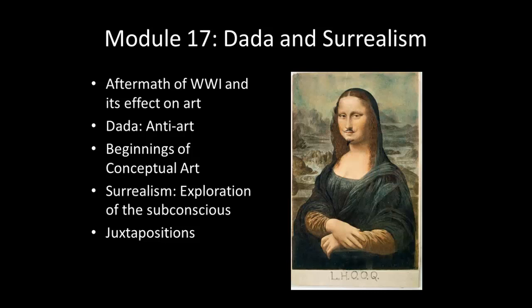So today, with Dada and Surrealism, we'll be talking about the aftermath of World War I and what effect it had on art, and it absolutely affected artists and the art world. The first movement, Dada, is rather anti-art, which you can see in this image that I'm showing you here on the right side, this respin on the Mona Lisa by Marcel Duchamp. With Dada, we see the beginnings of conceptual art. Surrealism is another example of conceptual art, especially because the surrealists are very interested in exploring the subconscious.